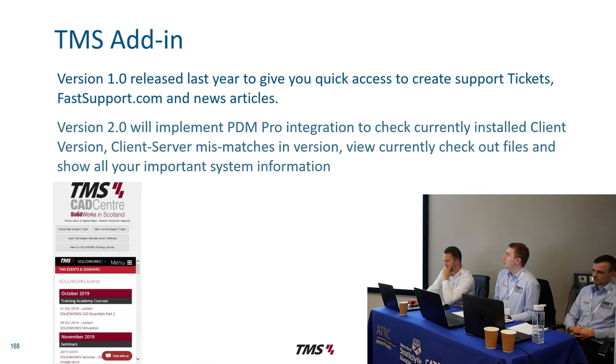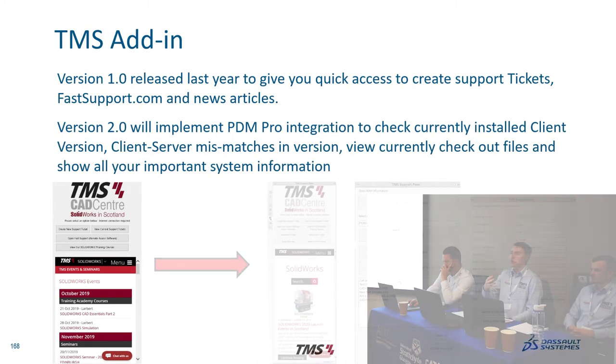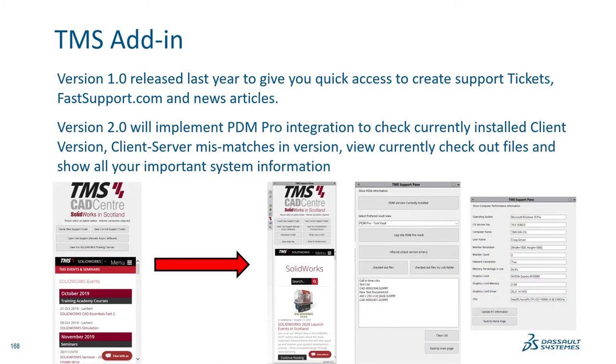Next year, or start of next year, we're going to look to release a version 2.0 of that, which is going to primarily be useful for anyone that has a PDM Professional vault. The main goal is, if you're looking to search for what files you have checked out, previously you had to open up Windows Explorer, log into your vault, go to the top right, open up a search, go to the checked out tab, pick your username, click search, and it will show you what files you have checked out.